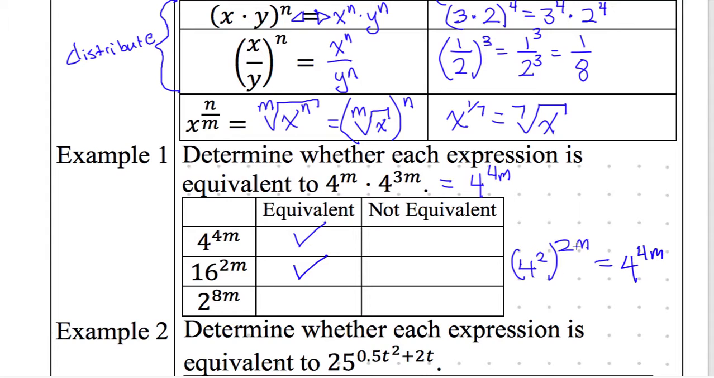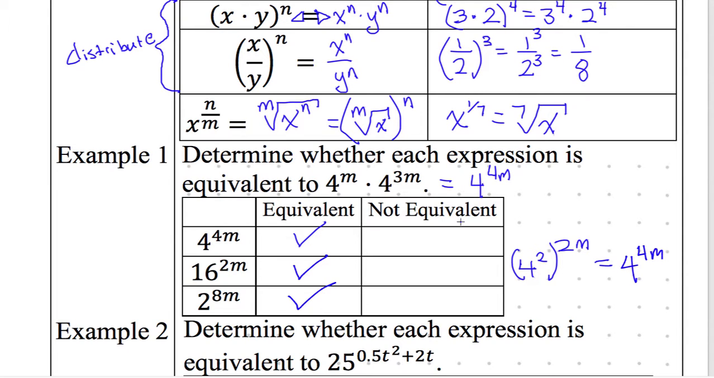All right. And finally, 2 to the power of 8m. I'm going to give you 10 seconds to think about it, and then you're going to vote thumbs up or thumbs down. 5, 4, 3, 2, 1, and vote. Is it equivalent? Thumbs up. Not equivalent? Thumbs down. James, talk to me. You were the only one that put your thumb up. No? Okay. The answer is yes.